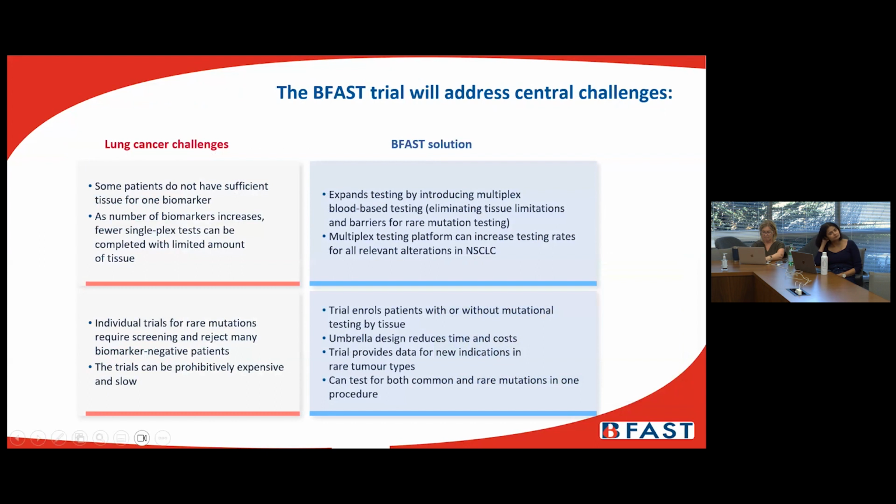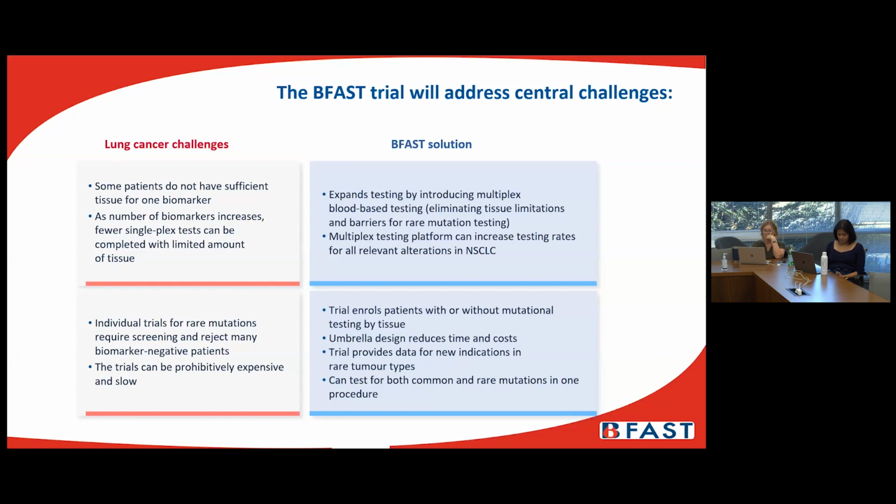So the challenges in traditional lung cancer treatment: patients don't have enough tissue. The pyramid that we talked about, the numbers of biomarkers that we want to test, perhaps they've already been tested for a few. They were negative in that case, and they don't have any tissue left for testing. Some of these alterations are also quite rare that we're looking for, and we can't have one box for every single rare potential biomarker. So BFAST here offers that solution of expanding testing to a blood-based test.